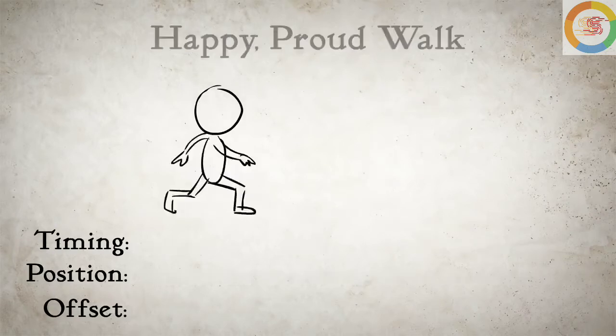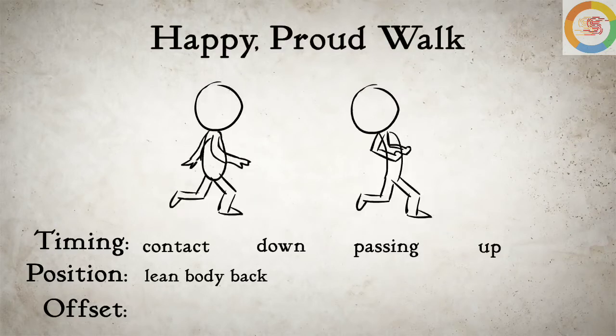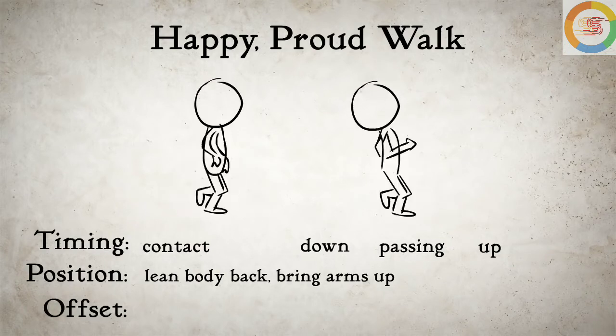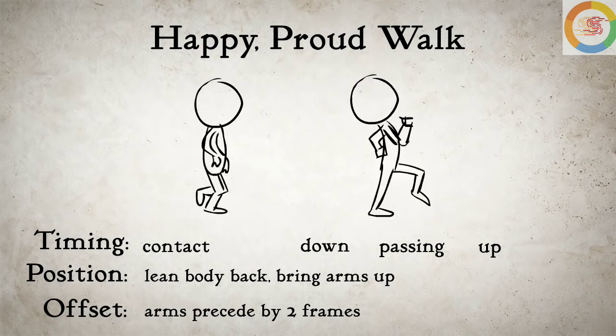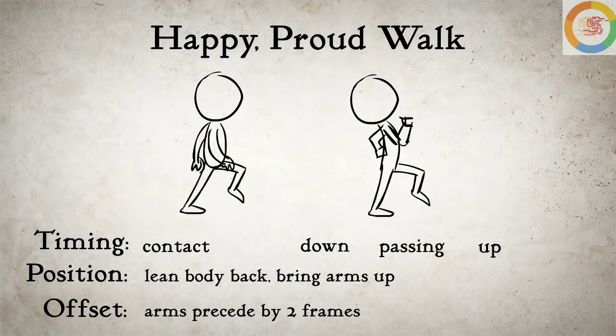To give our character a happy, proud walk, let's lean his body back and change the timing to emphasize his contact pose and bring his arms way up. Then let's offset his arm movements so that they are 2 frames ahead of the legs in order to make it seem like he's leading with his arms, giving him a more powerful attitude.